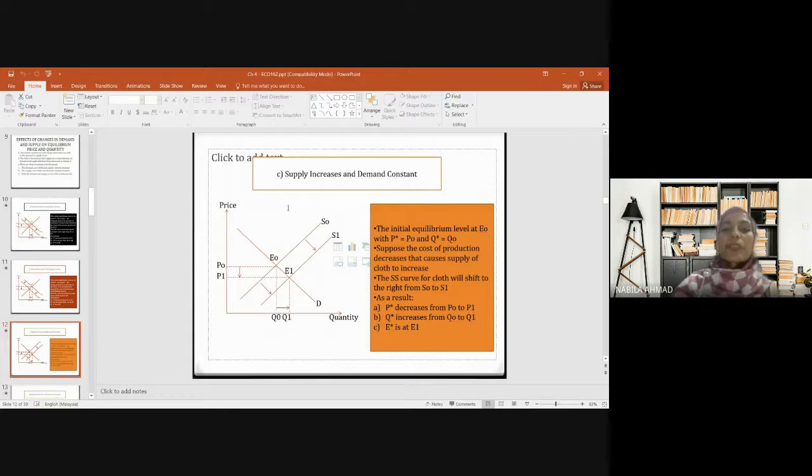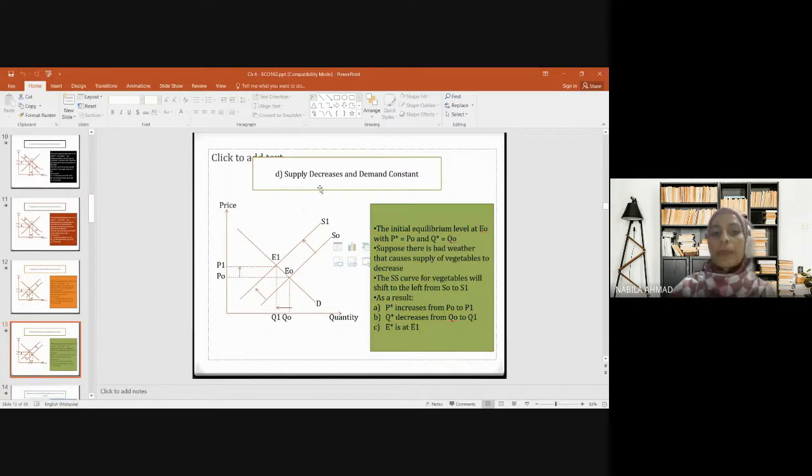Okay, yang ini pula kalau supply yang berubah. Supply increase, demand constant. Okay. So suppose the cost of production decreases. Okay. So kalau cost decreases, cost of production ni adalah determinant of supply. So dia akan affect supply sahaja. So bila cost reduce, supply akan bertambah. Jadi supply curve will shift to the right from S0 to S1. So this is the new equilibrium point. Okay, S1 intersect dengan demand. So the price reduces from P0 to P1 and quantity increases from Q0 to Q1. So that is the result after the shift.